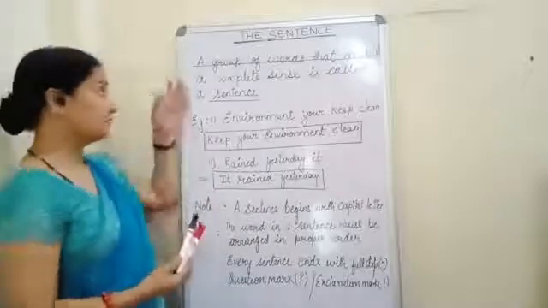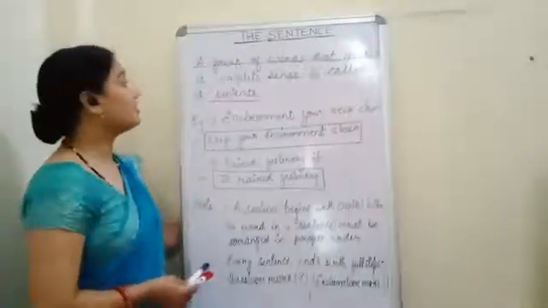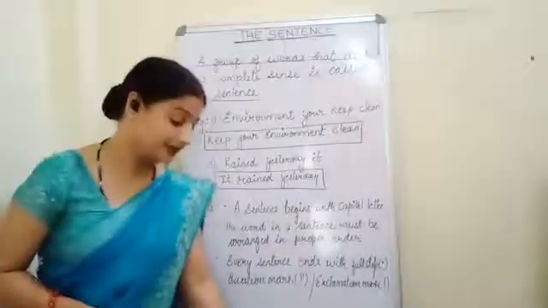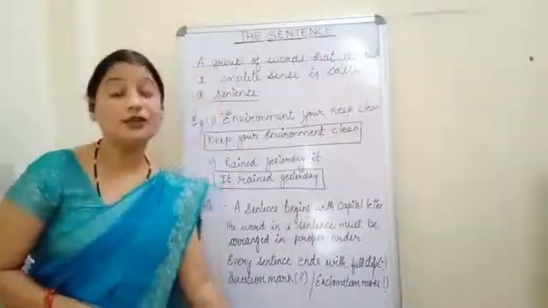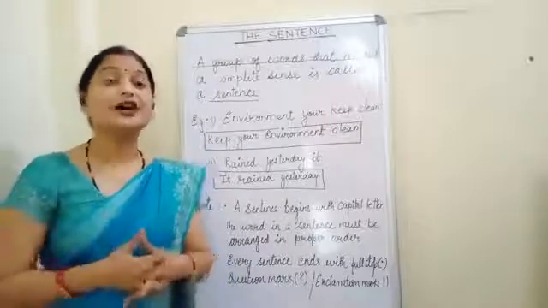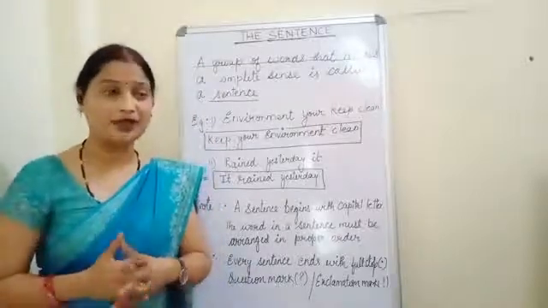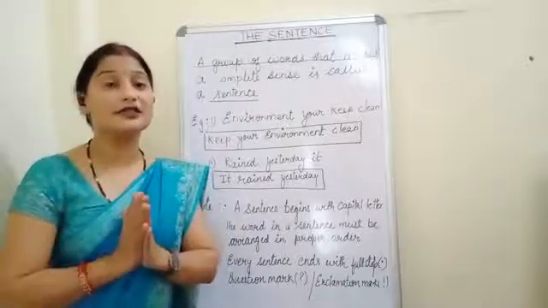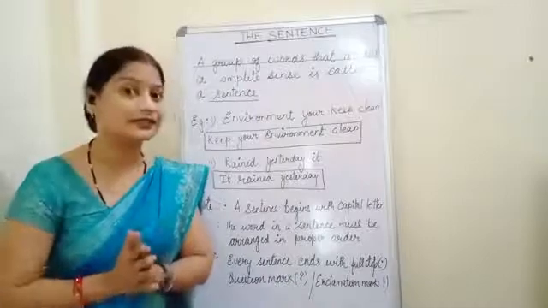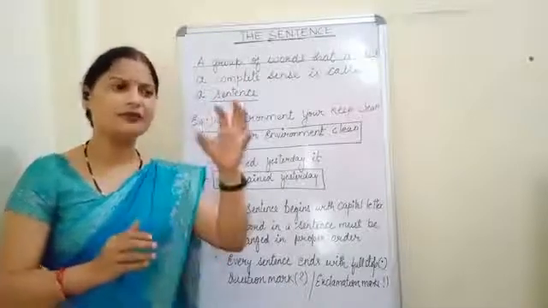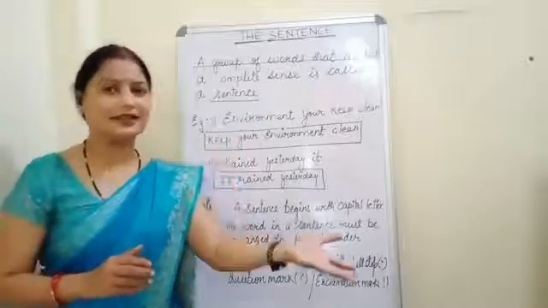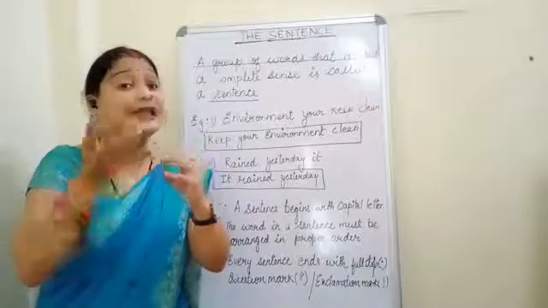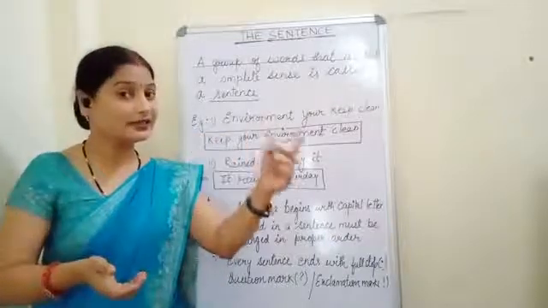Now see, a group of words that makes a complete sense is called a sentence. So, the meaning of sentence is, it is a group of words. Or we can say that it is a collection of words which make some sense. That is the sentence. Now from the word sense it is clear. Anything or a collection of words that make some sense is called a sentence.